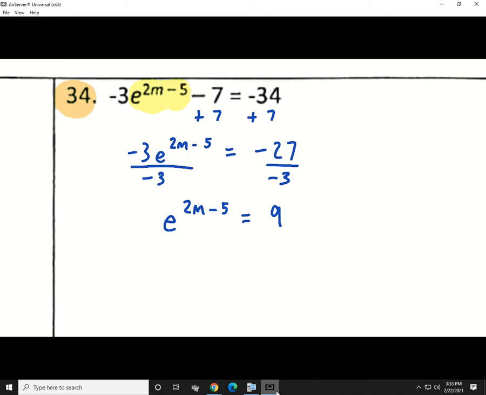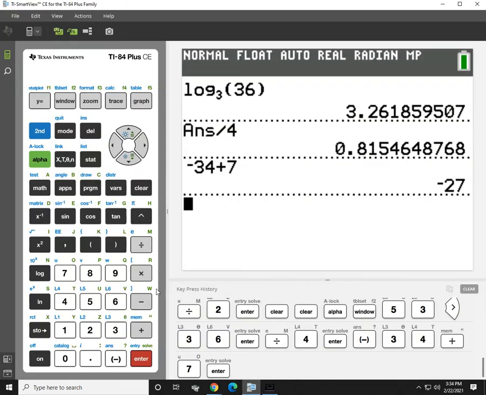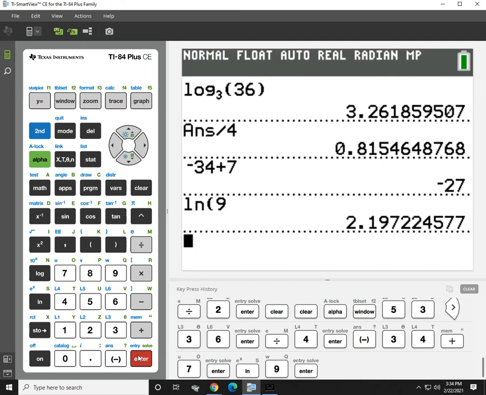So very similar to the 33 problem. Since your base is e, I'm going to rewrite this as a natural log. Well, the natural log, base e understood, of what? 9 equals what? 2m minus 5. So again, I'm going to go to my calculator. The natural log, that's right here, look at my cursor, that's ln of 9. So that's approximately 2.197, which rounds to 2.2, so it's going to be 2.2 equals 2m minus 5. I'm writing all this down, and I'll go back to it in a second.